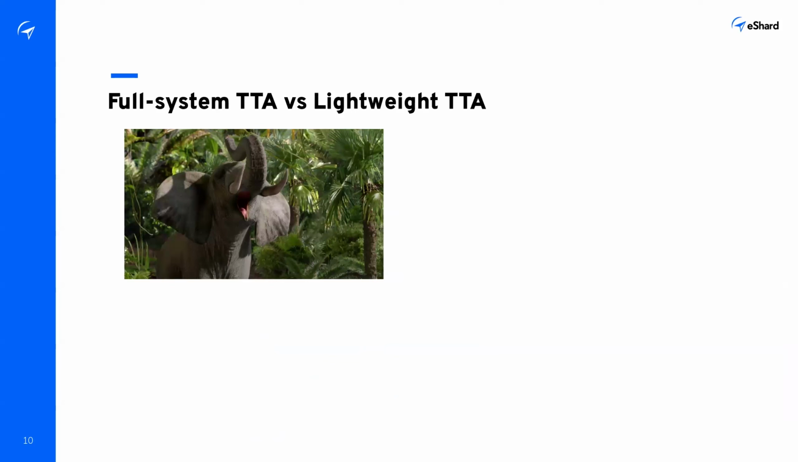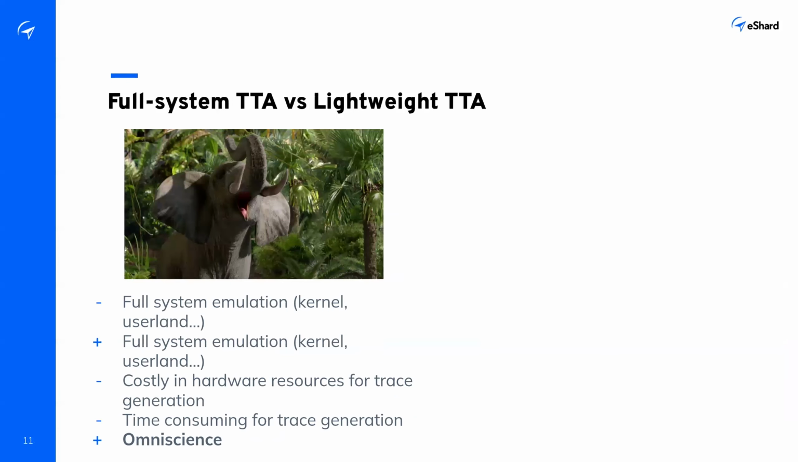Like I said, traditionally we had full system time travel analysis, but we're pushing more and more for lightweight. So let's try and compare the two. What is a full system emulation? You have both advantages and disadvantages. The first disadvantage is that you have both kernel land and user land, so the trace is quite big. An advantage is that it is a full system emulation, meaning that you have both the kernel and user land.